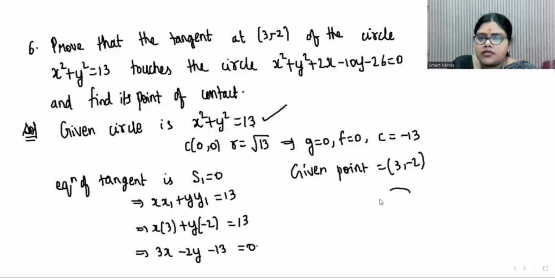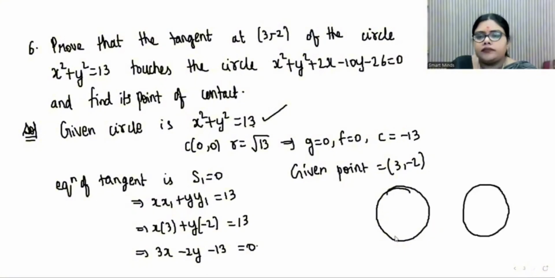Now you see this is the first circle, and there is another circle, and this is the tangent equation, this is the tangent, and we have to show that the same tangent touches the other circle. So this is the line equation. So if this line touches the circle, that means the condition is r is equal to d.